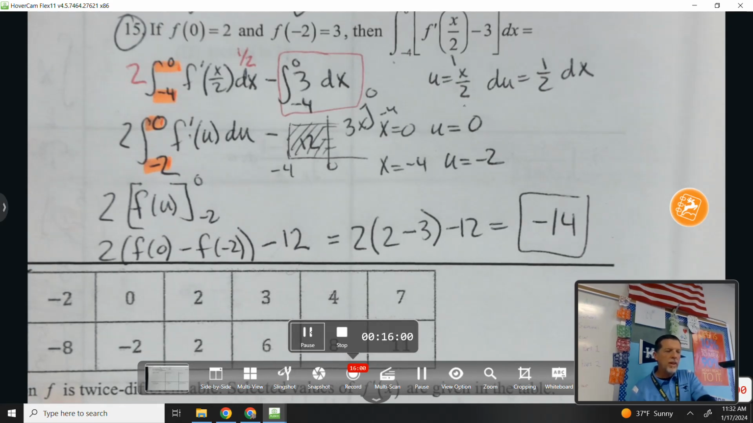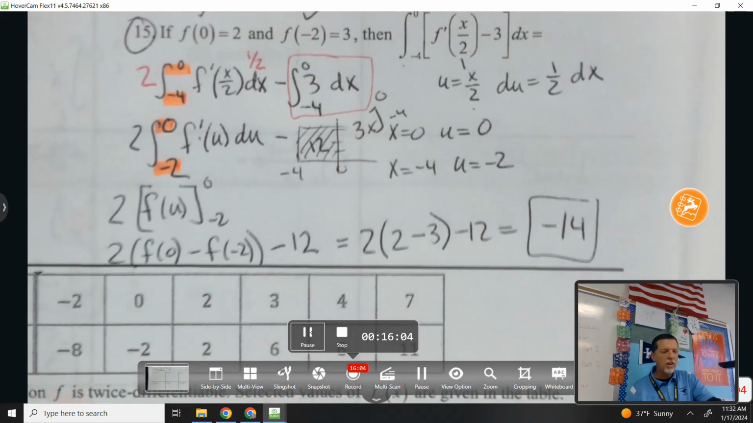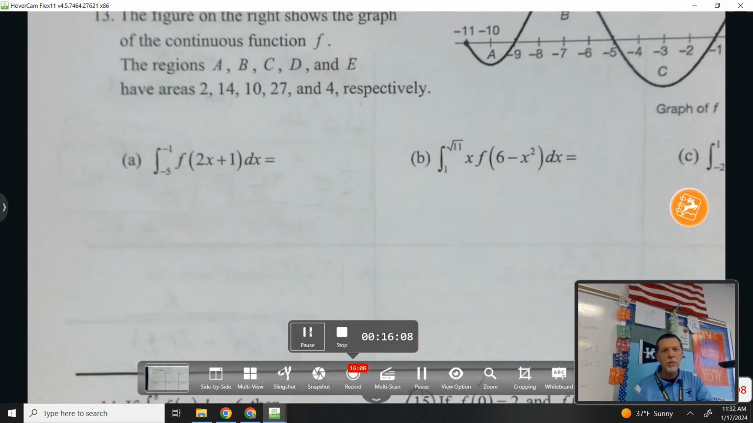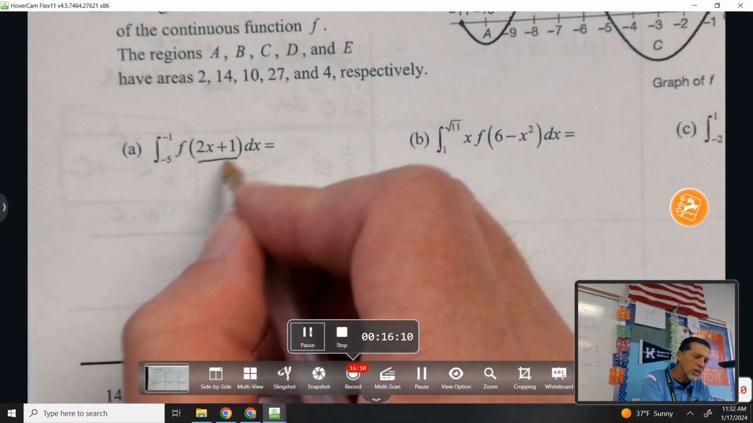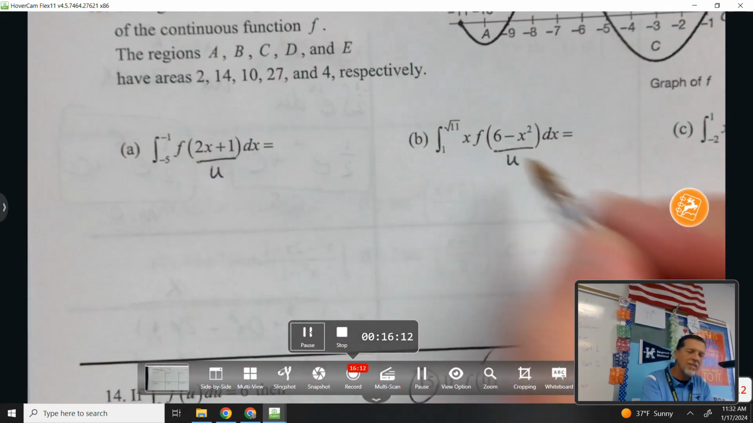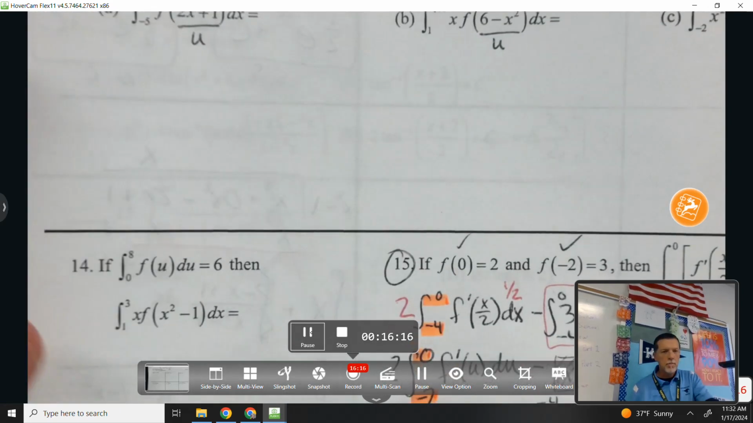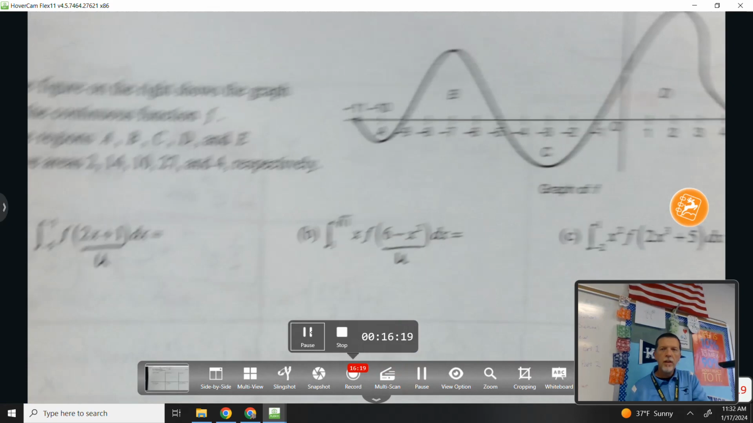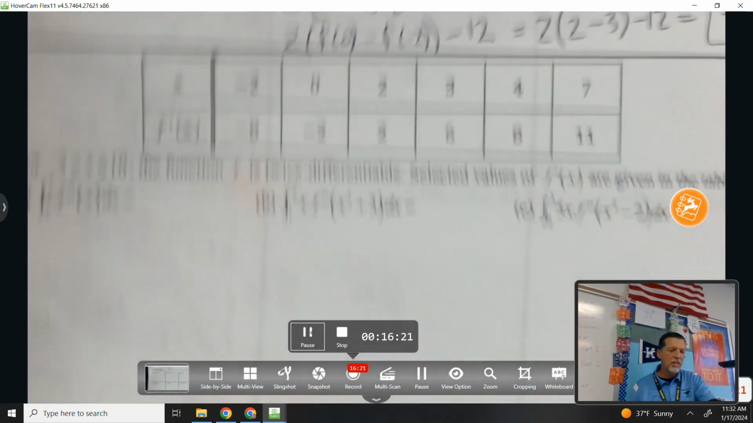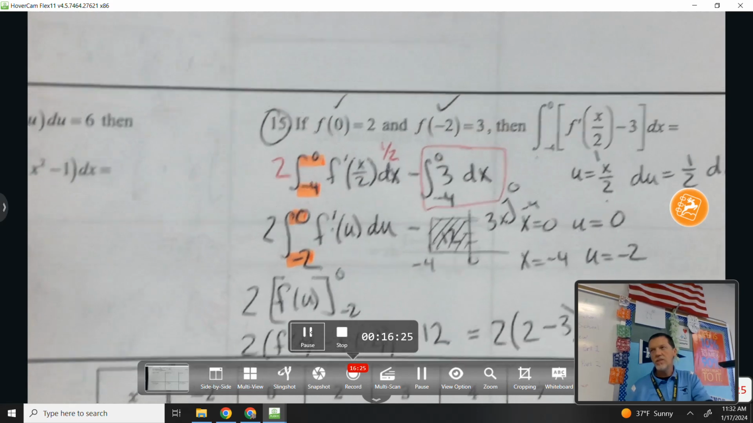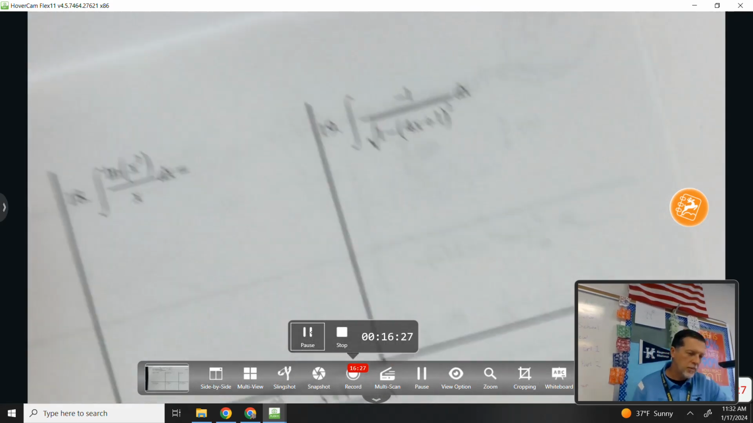We missed some of the other u substitutions on this particular page. Did them in the other classes, but I think you can tell by looking, pretty quickly. Usually you make u be the inside of the f stuff, and then kind of go from there. 13's got a picture, 16's got a table, so watch the other videos for those. Number 18.